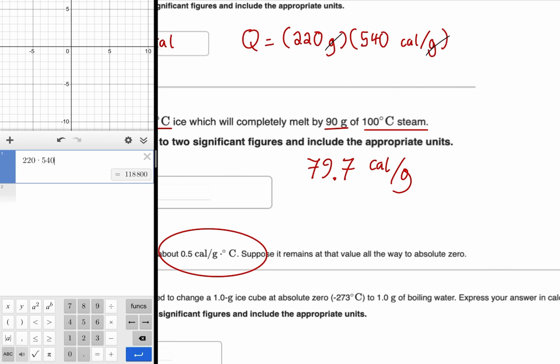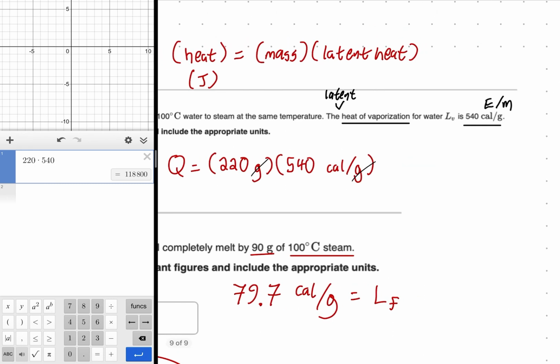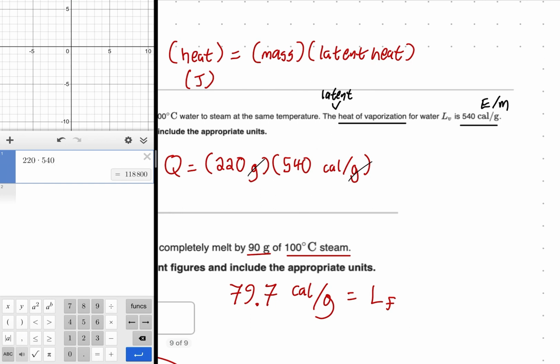Okay, looks good. And so that's going to be our LF for our latent heat of fusion. Sorry, I was calling it condensation. Condensation is just another term for the latent heat of vaporization. They're totally interchangeable, right? Because one is just going one way, the other is going the other way. Condensation, vaporization, same amount of energy, right? One is absorbing energy, one is releasing energy.